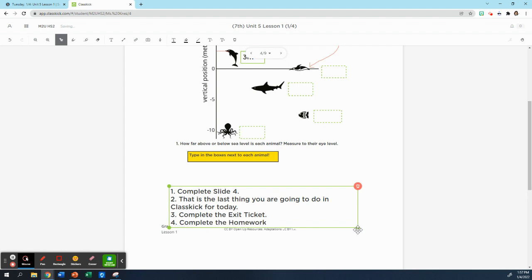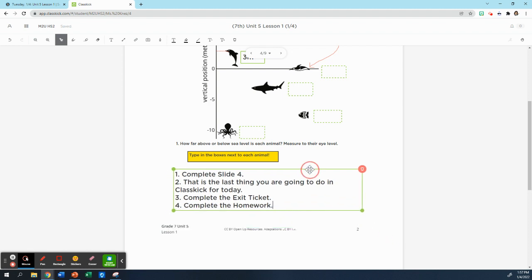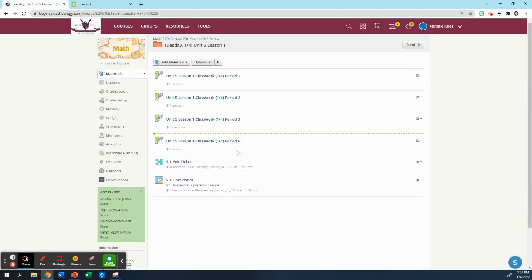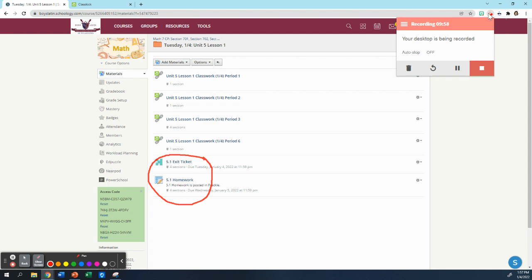Now, the exit ticket, you can always pause this video to look at your to-do list. The exit ticket is here. It's in the main Tuesday folder. And the homework is also here in the main Tuesday folder. So make sure that once you're caught up in Classkick, you've also done the exit ticket and the homework. And if you've finished that to-do list, you are fully caught up for missing class on Tuesday.